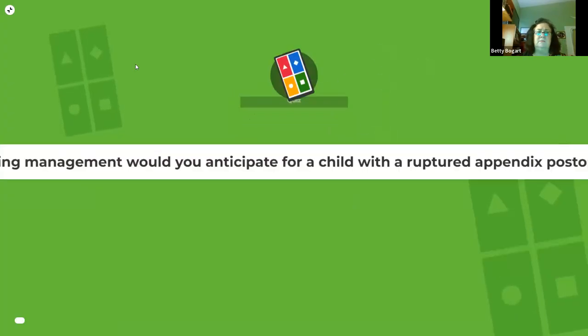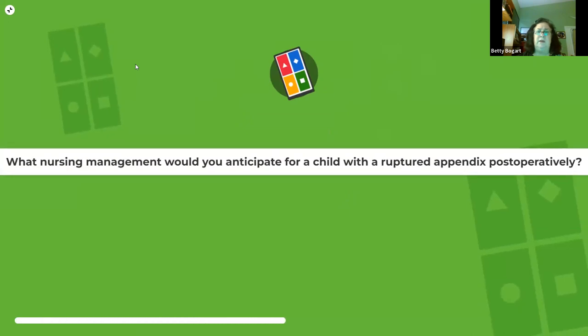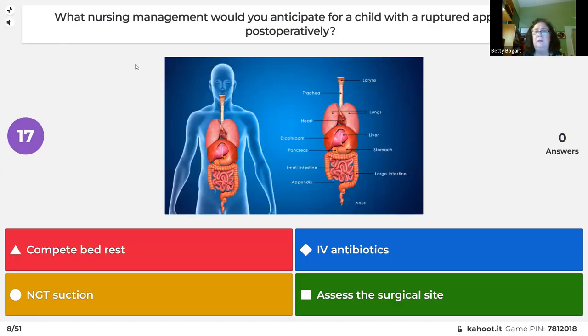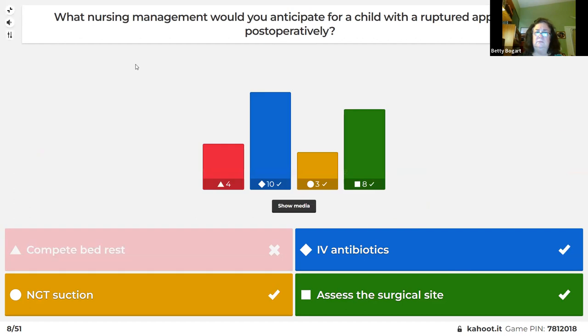A multi-select. What nursing management would you anticipate for a child with a ruptured appendix postoperatively? So the kid's appendix burst before they got to surgery. What are you going to have to do for this child after surgery? So they're going to be up and out of bed walking because we want the bowels moving. And that's how we get that bowels and peristalsis happening. So absolutely out of bed.